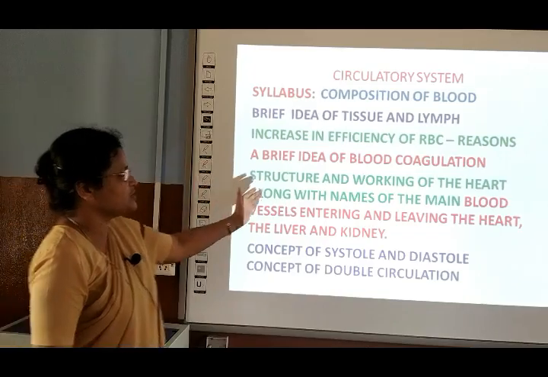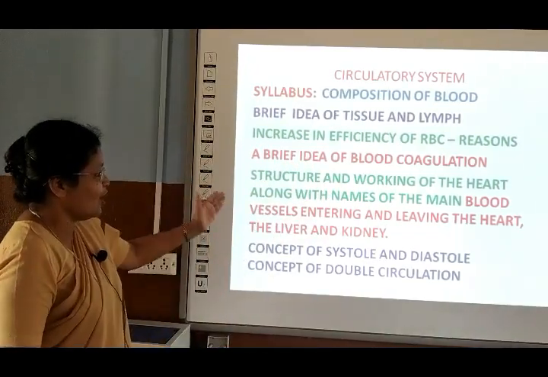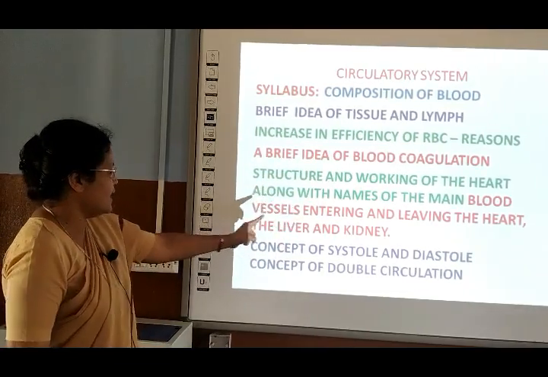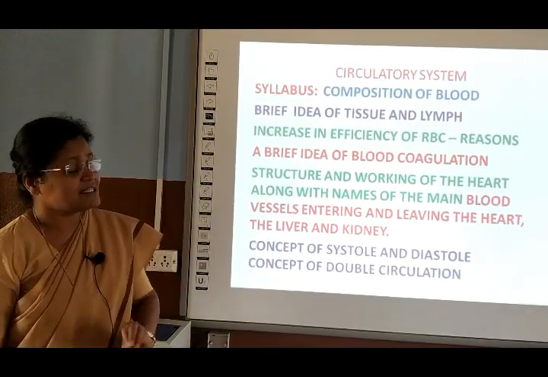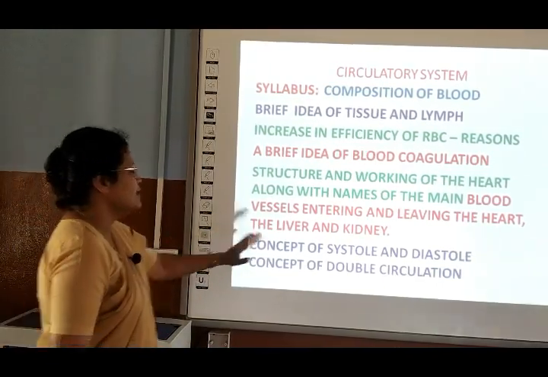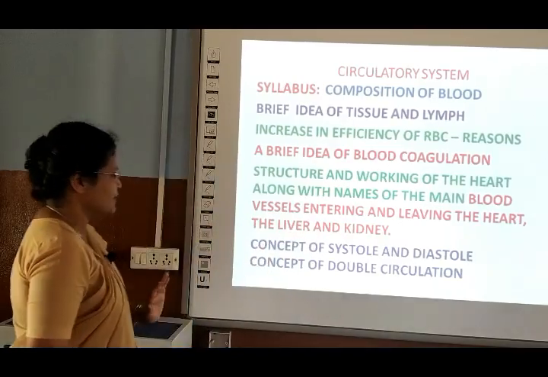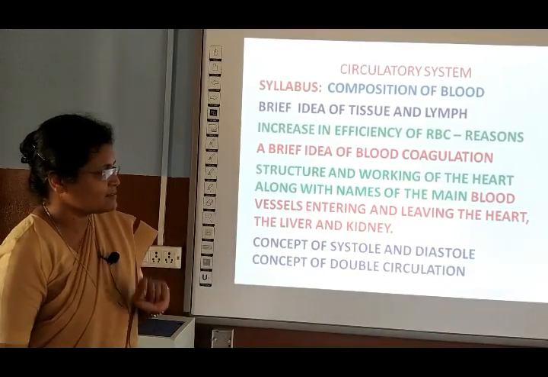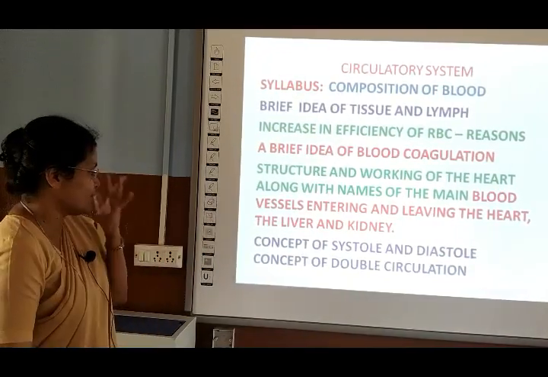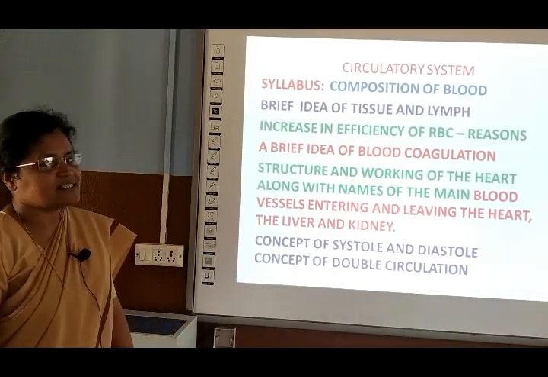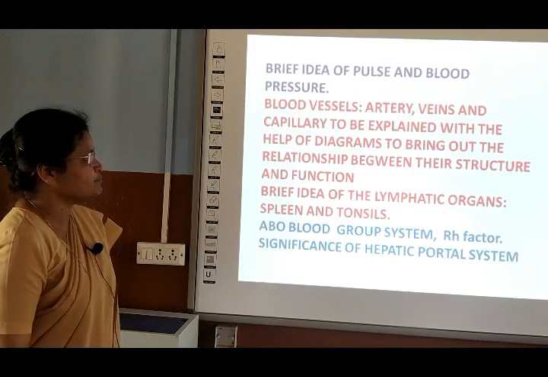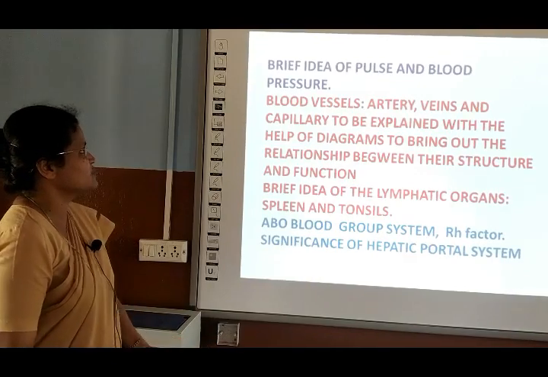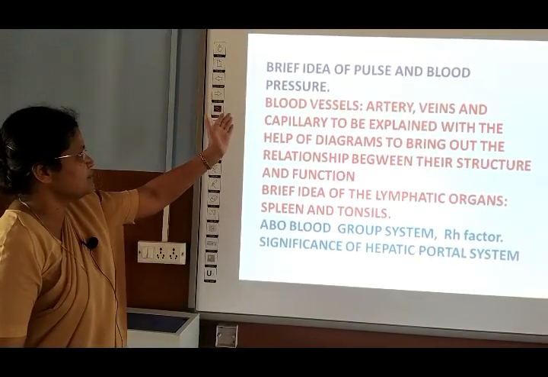Then we learn about the structure and working of the heart, along with the names of the main blood vessels entering and leaving the heart, the liver and the kidney, which means the blood vessels that enter the heart, that leave the heart, that enter the liver, that leave the liver, that enter the kidney and that leave the kidney. Besides that, I will also teach you one more thing called the hepatic portal system. Then the concept of systole and diastole, that is how the heart is pumping the blood and how it is happening, about blood pressure, systole, diastole, etc. And a brief idea of pulse and blood pressure.